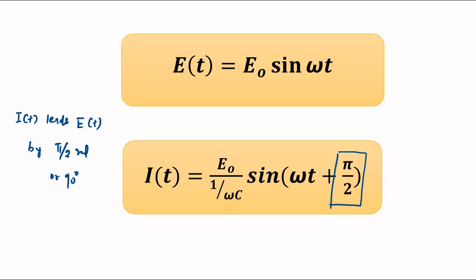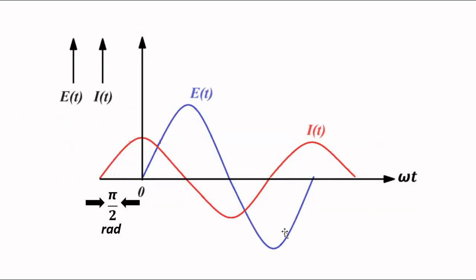If we want to express it in the form of two waveforms, here we have the blue one, which expresses the alternating EMF, where this is the amplitude E0, and the red one represents the resultant time varying current, with the maximum value I0. And you can see the current is leading the voltage by pi/2 radian, or 90 degrees.